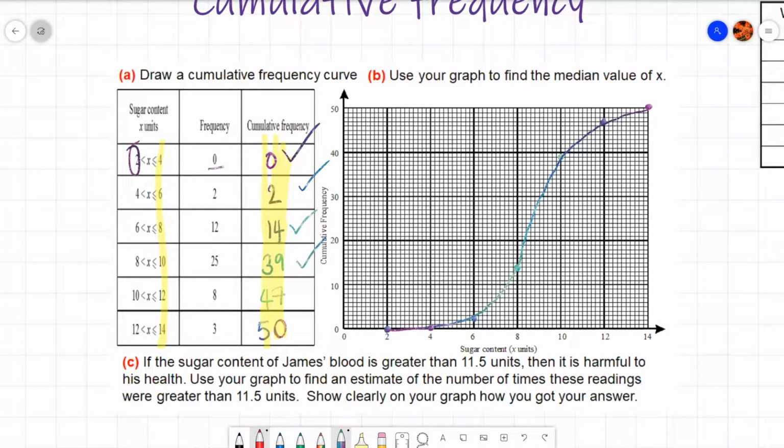It has to be a smooth curve, okay? No straight lines, no joining the points, but there you are. Okay, I have drawn my cumulative frequency graph.